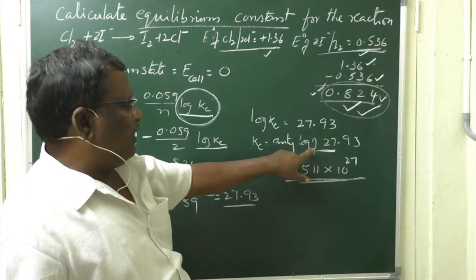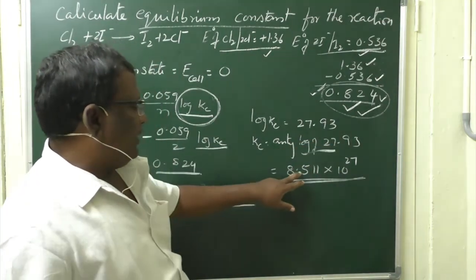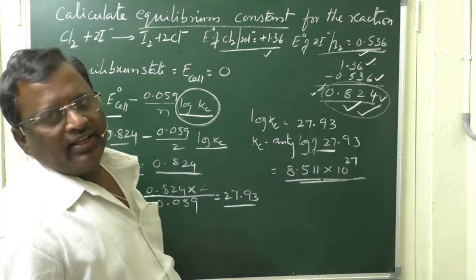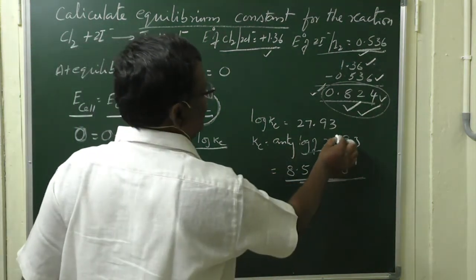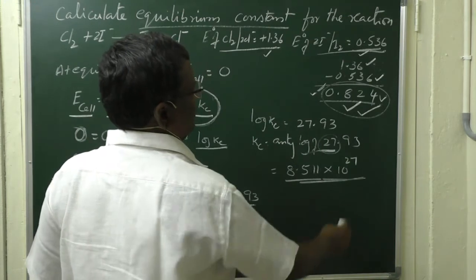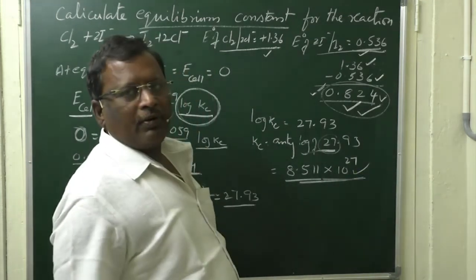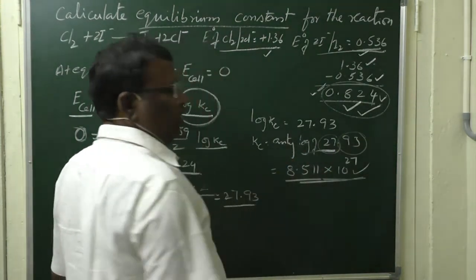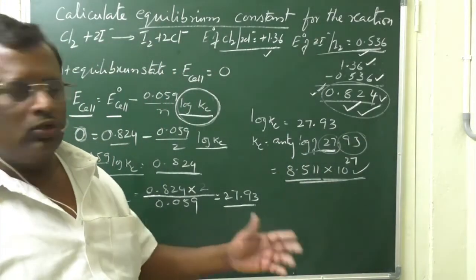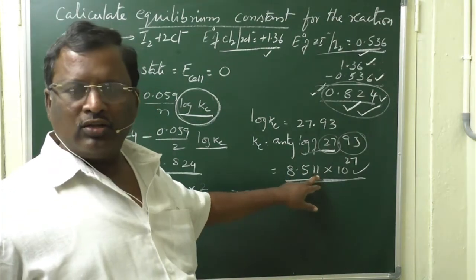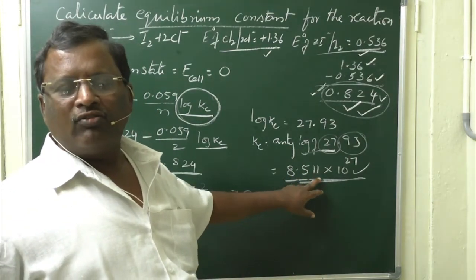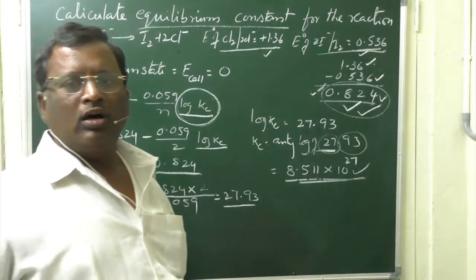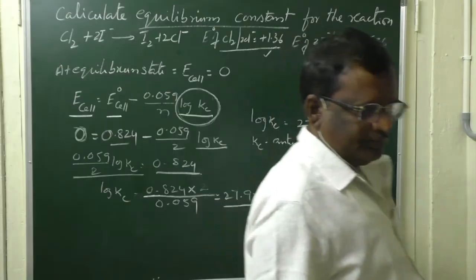Now, antilog of 27.93 will be 8.511 into 10 to the power 27, because 27 is the characteristic. So, 27 characteristic will appear when there is a 10 to the power 27. So, by simply seeing antilog for 0.93 and 0, you will get 8511. So, it is 8.511 into 10 to the power 27. This is the value of equilibrium constant.